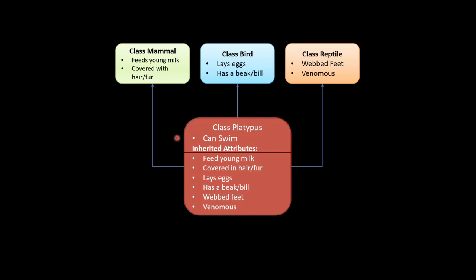What you're seeing here is this first attribute. This is just defined, it's specific to platypus. Okay, it's not part of the other three classes that it's inheriting from. So we can say on its own, platypus, it can swim. But then it also inherits from the other three classes. So it feeds their young milk, it's covered in hair or fur, it lays eggs, has a beak or a bill, webbed feet, and it's also venomous.